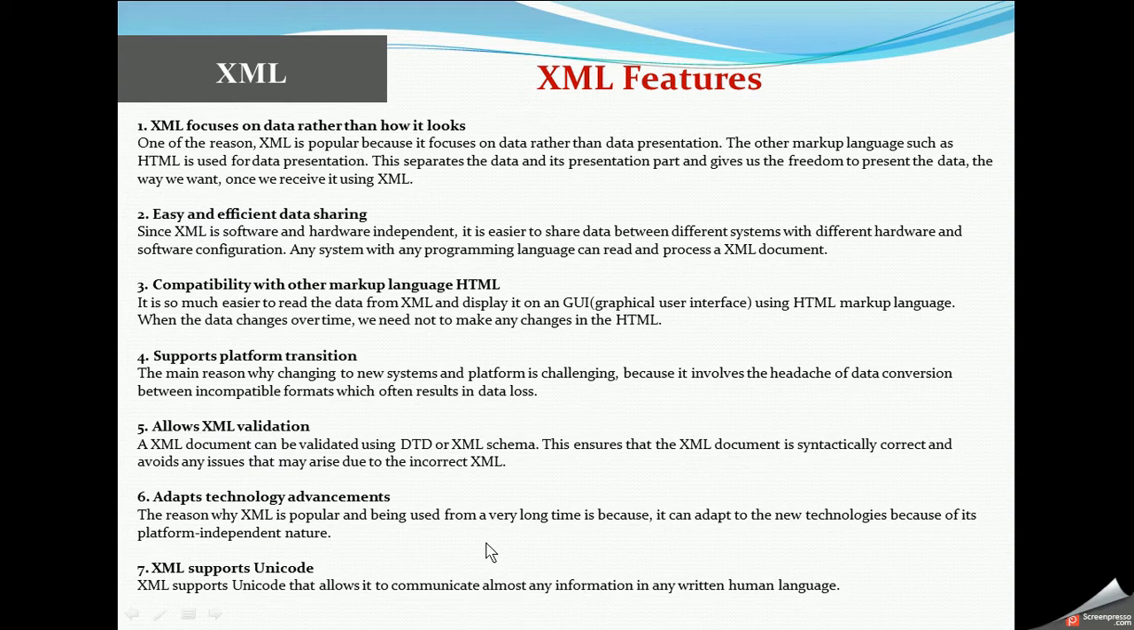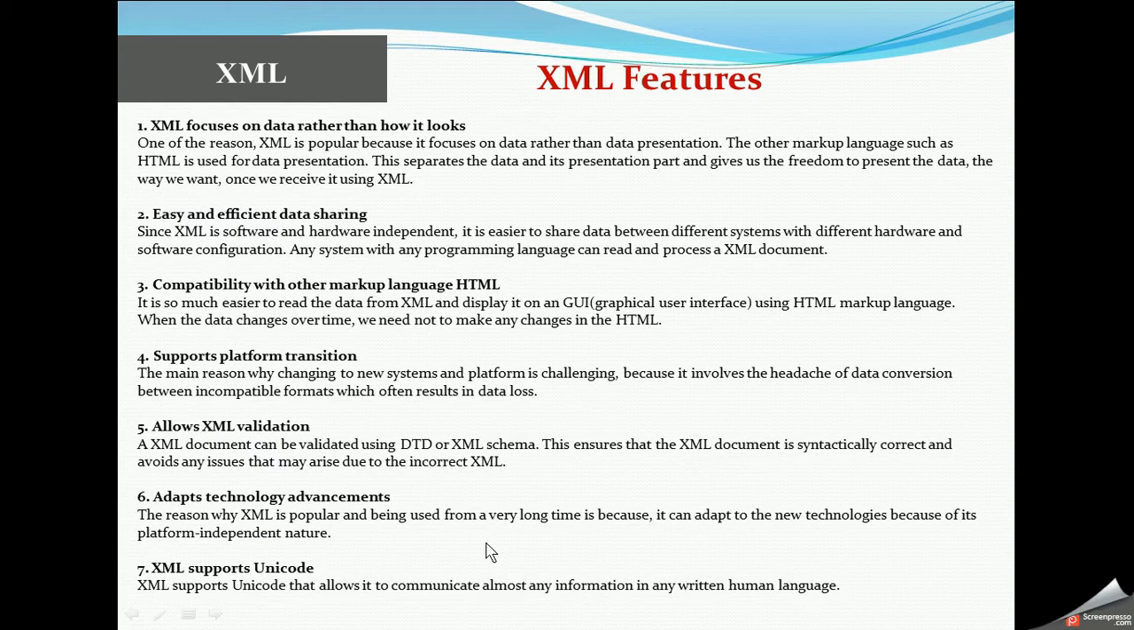So these are the basic features of XML. First, XML mainly focuses on data rather than how it looks. Second, it is very easy and efficient sharing. Then it is compatible with other markup languages like HTML. Then it supports platform transition, if we are changing platforms. XML allows validation using DTD or XML schema. Then XML adapts to technological advancement. If we are using some new technology, XML is still used because of its platform independent nature.